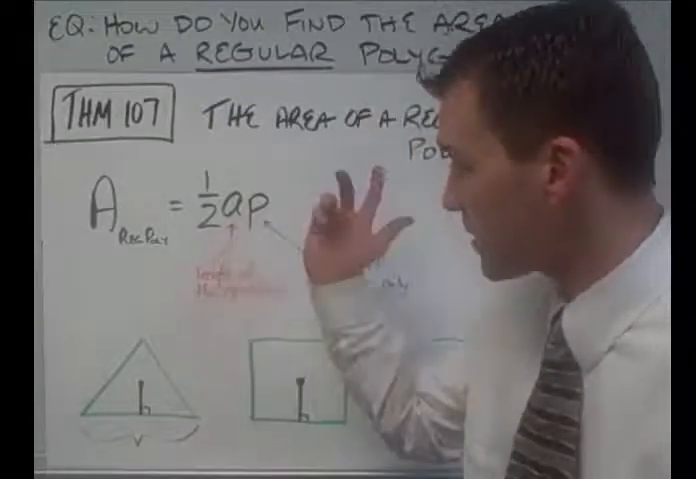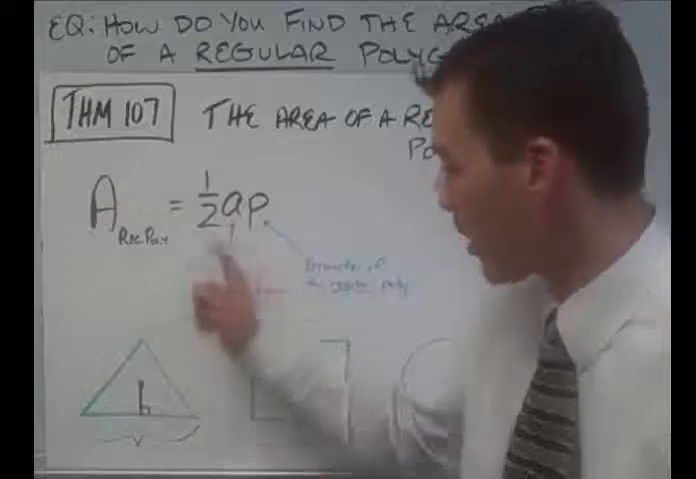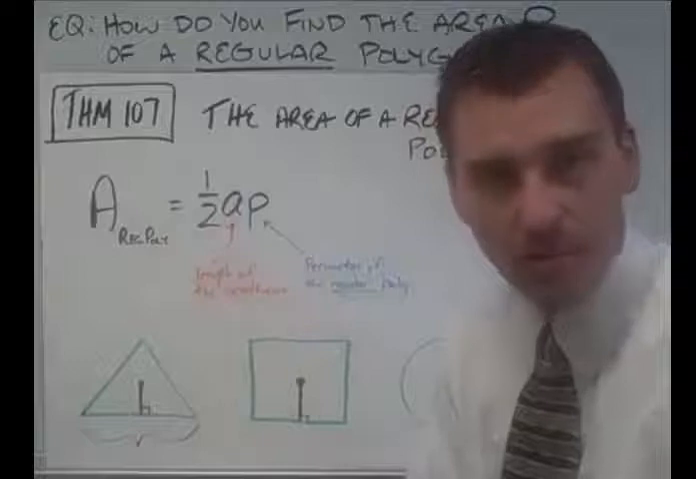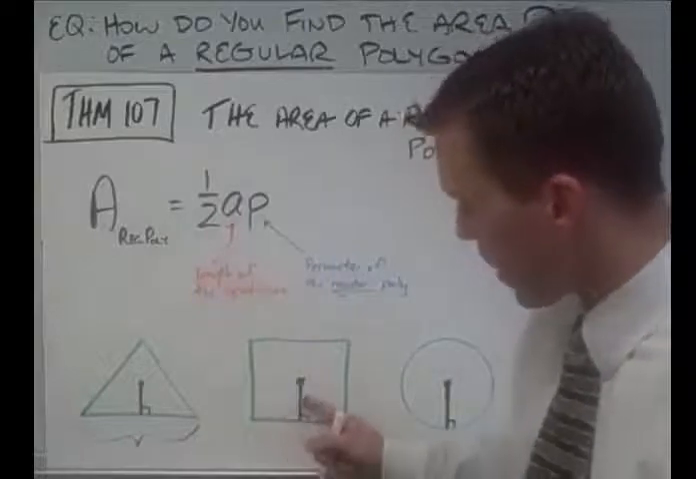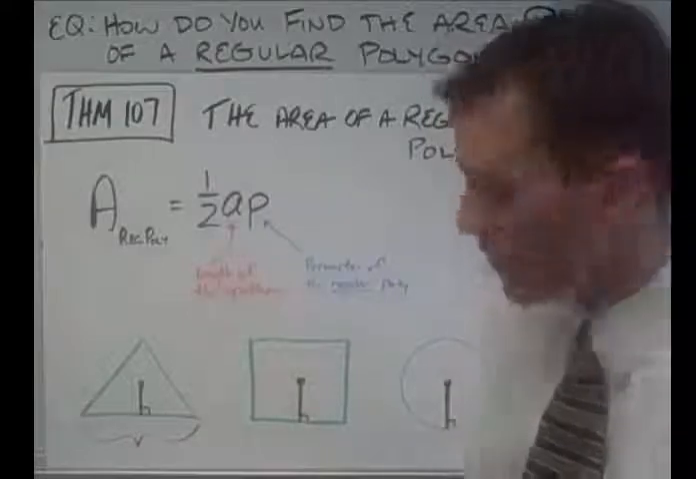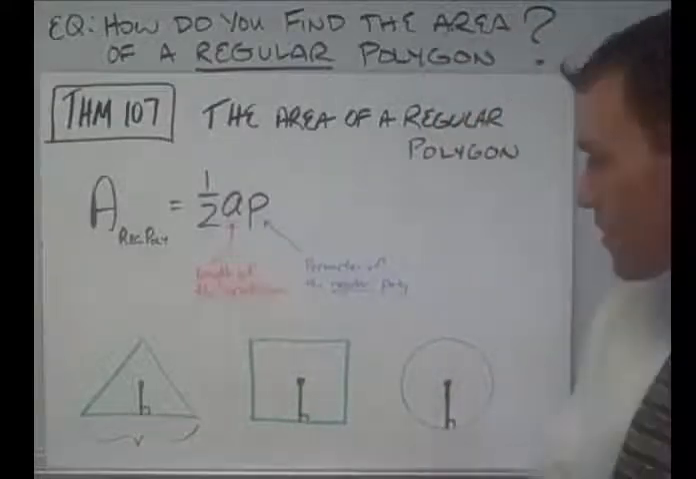You just plug it in, multiply that 1/2 times the apothem times the perimeter, and you'll get your answer. Here's a square, that's a regular polygon as well. So there's your apothem. You could find the side length somehow, that would be pretty simple. And here's a square. There's your apothem in a square.